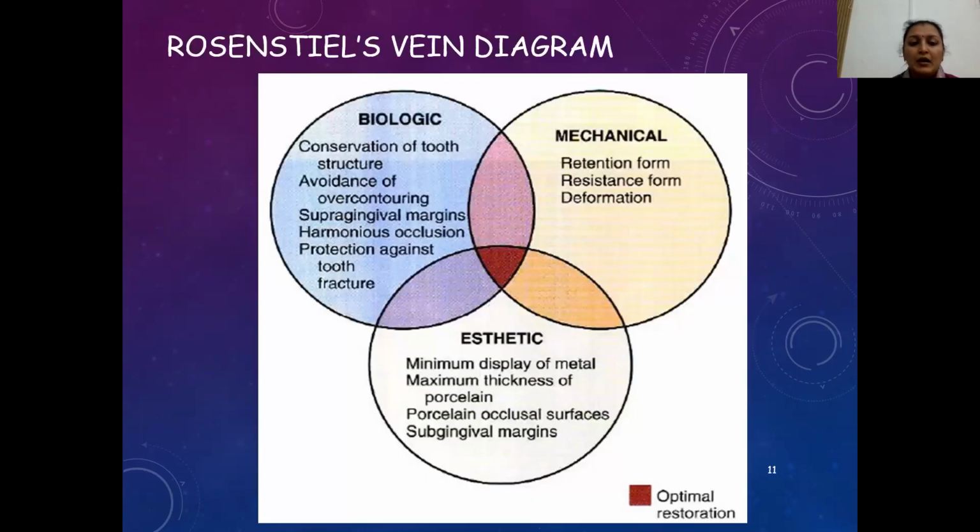According to Rosenstiel, an optimal restoration requires biologic, mechanical, and aesthetic requirements. The biologic requirements include conservation of tooth structure, avoidance of over-contouring, supragingival margins, harmonious occlusion, protection against tooth fracture. The mechanical requirements include retention form, resistance form, and deformation. The aesthetic requirements include minimum display of metal, maximum thickness of porcelain, porcelain occlusal surfaces, and subgingival margins. All these 3 will contribute to an optimal restoration.